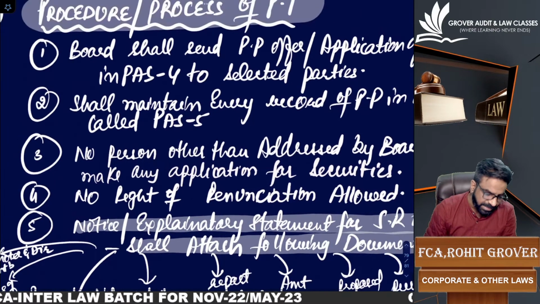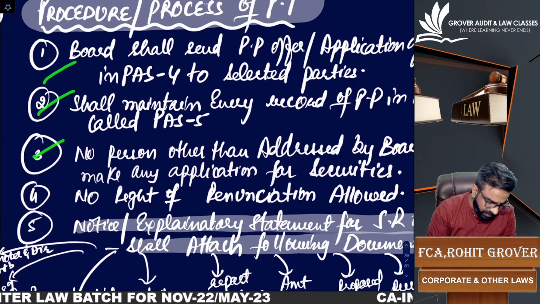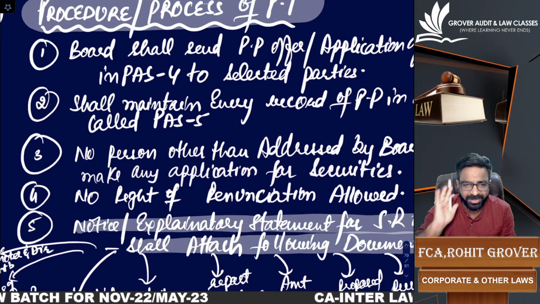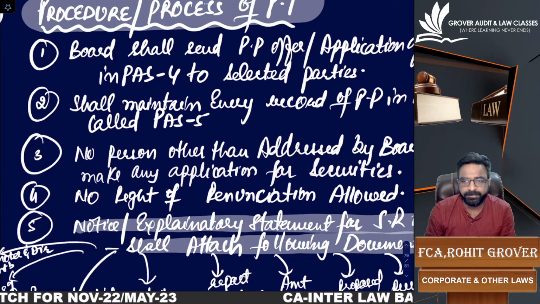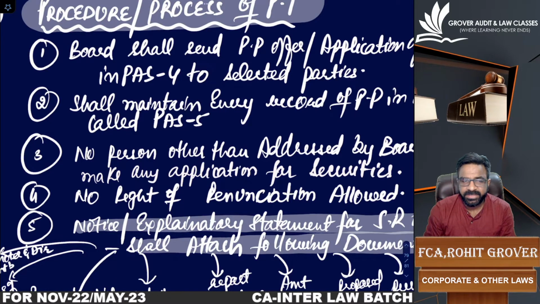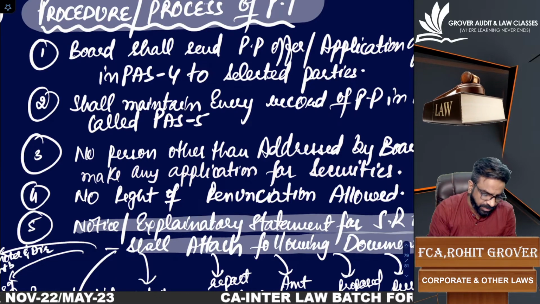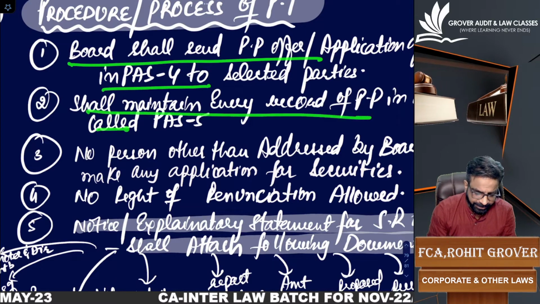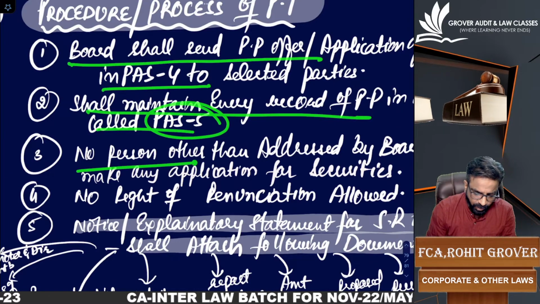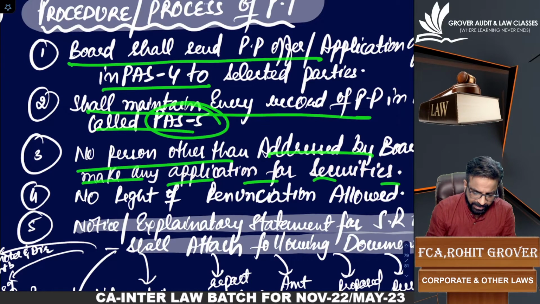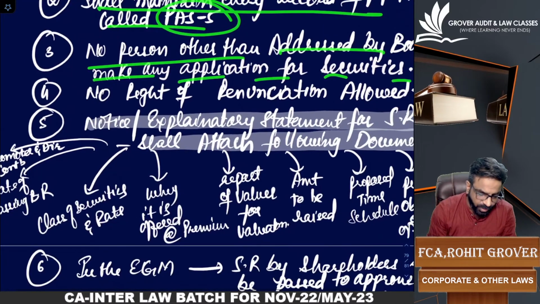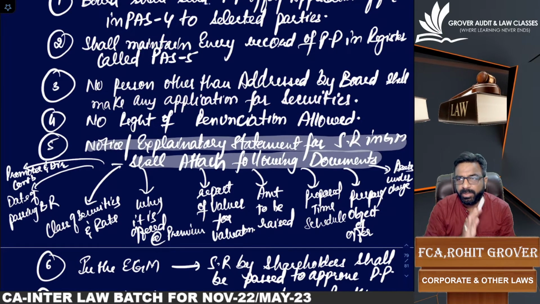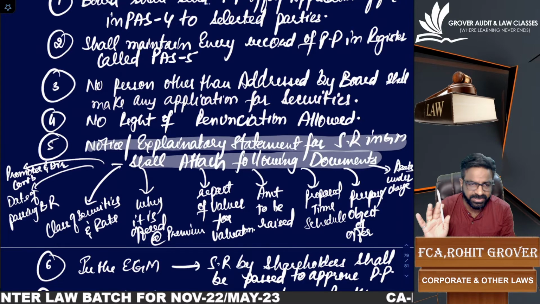I hope each and every point which we are doing is a separate question in itself. Are you all learning what do you mean by private placement, everyone? Yes, sir. Now, first of all, we understood the procedure. Board will send PAS-4. We will maintain a separate register PAS-5. No person other than those addressed by the board can make application for securities and no right of renunciation is allowed. Remember, no right of renunciation is allowed.